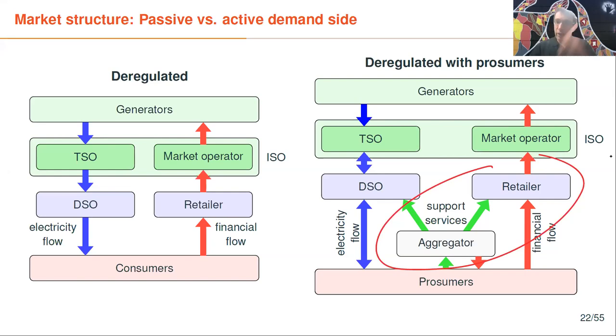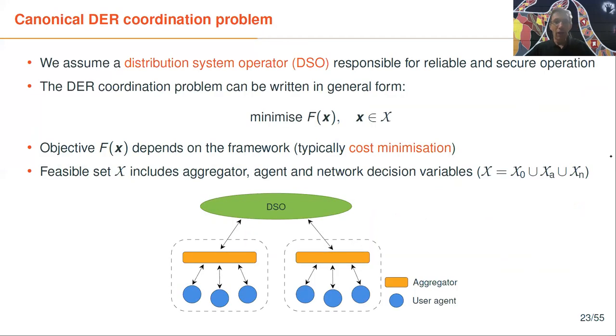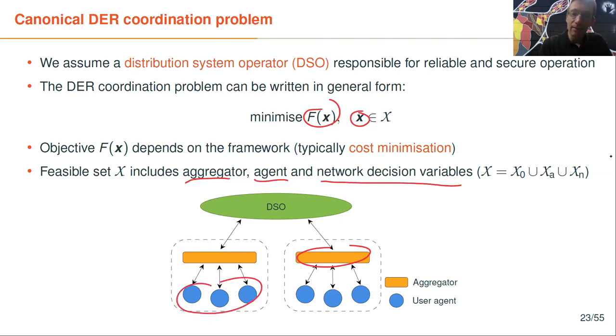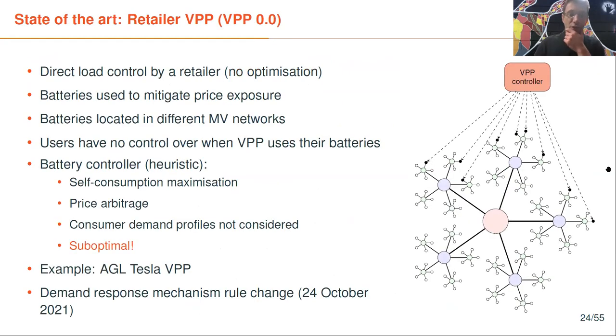And the financial flows, note here that you still have a contractual relationship with the retailer, but you can also make money by selling services through an aggregator. So in principle, this can be formulated as an optimization problem where you minimize some cost function. X are the decision variables. So that's the feasible set and includes the aggregator, which is this entity here in the middle, user agents sitting at the bottom, and the network variables managed by the system operator. So that's a canonical aggregation problem.